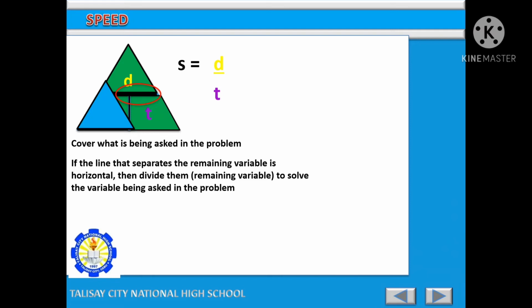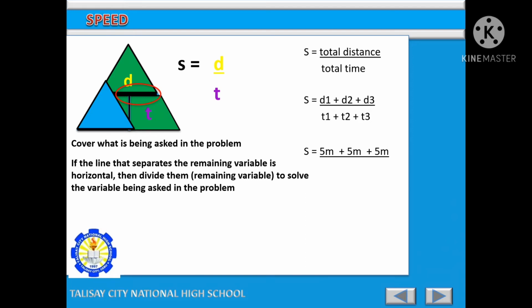Since in the problem there is more than one distance and more than one time given, in calculating the speed, all we need to do is get the total distance and, of course, the total time. In this case, speed is equal to the total distance over the total time. Therefore, speed is equal to distance 1 plus distance 2 plus distance 3 over time 1 plus time 2 plus time 3. So speed is equal to 5 meters, that's distance 1, and another 5 meters, that's distance 2, and another 5 meters, that's distance 3, over time 1, which is 5 seconds, plus time 2, which is another 5 seconds, plus time 3, which is another 5 seconds.